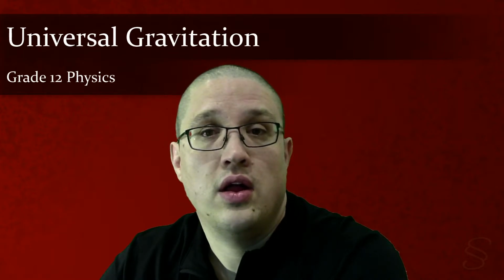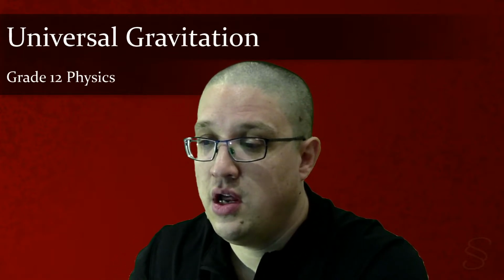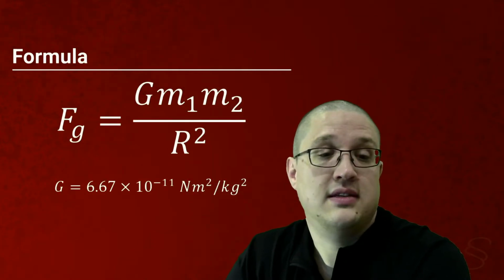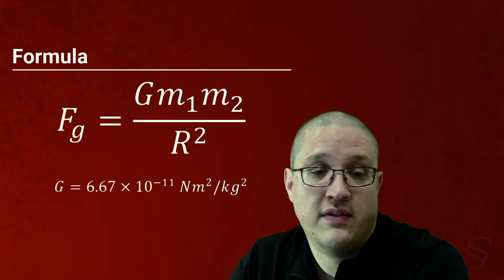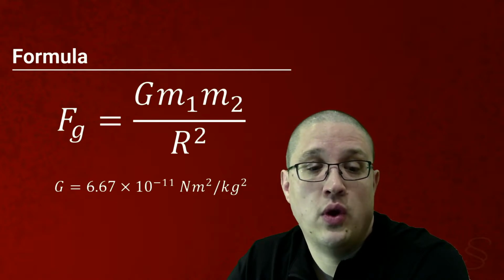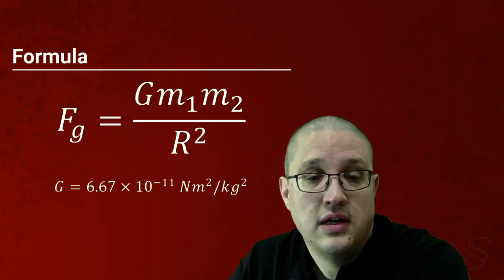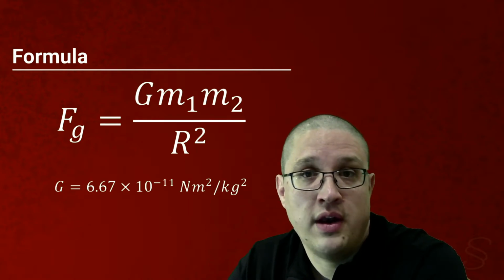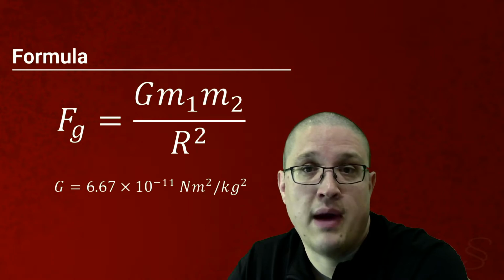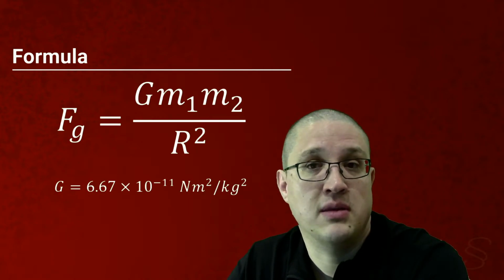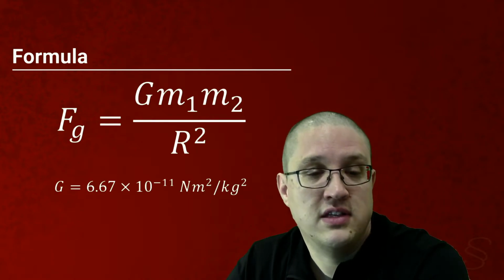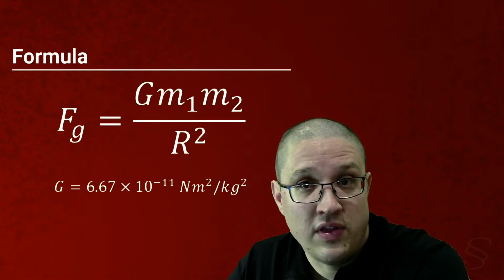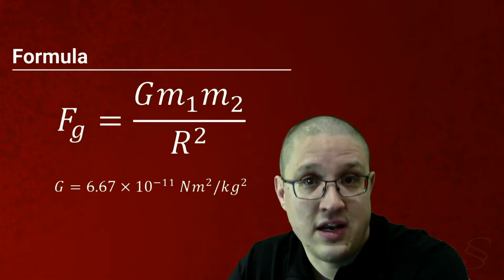Now, when we're talking about universal gravitation, there's a really straightforward formula that we look at. This is the formula. The force of gravity is equal to a gravitational constant times the masses of the two objects, m1 and m2. So m1 might be the mass of you, m2 might be the mass of the Earth. And this is divided by the radius squared. Now, importantly, this is the distance between centers.